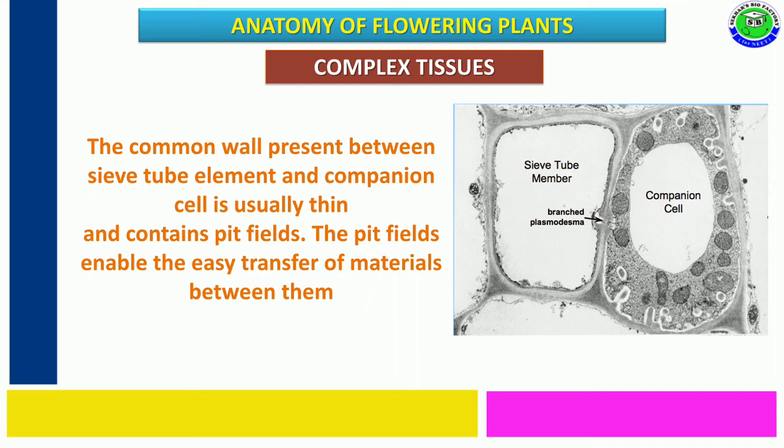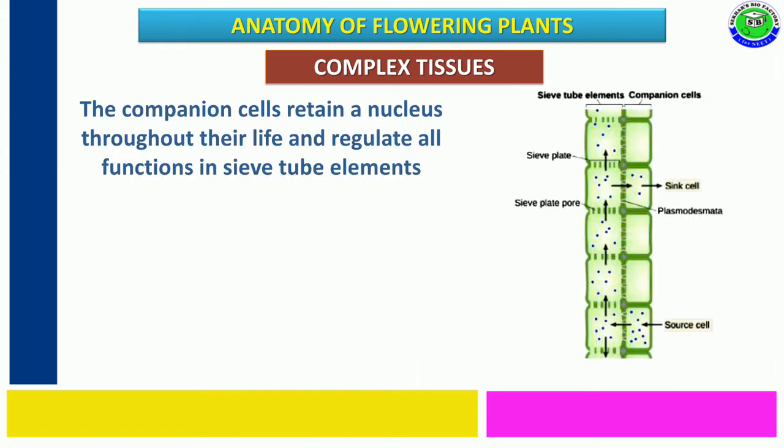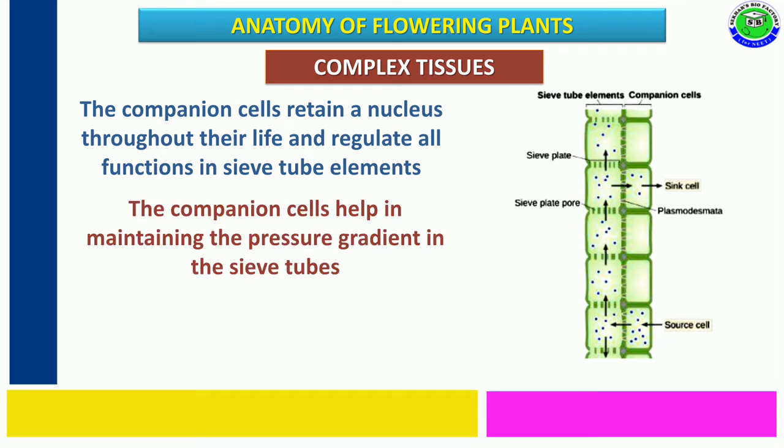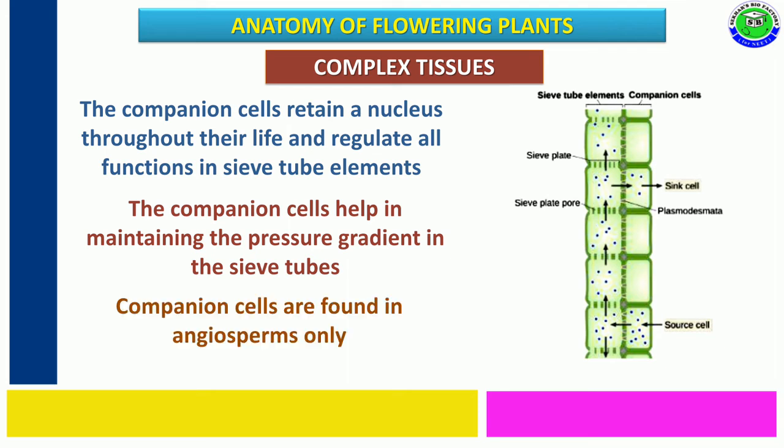Along with this, it can form a thin cytoplasmic bond called plasmodesmata. The companion cells retain their nucleus throughout their life, and this nucleus regulates all functions in sieve tubes. Companion cells also help to maintain a pressure gradient in sieve tubes. Due to this pressure gradient, or pressure differences at different locations, food material transportation takes place from higher pressure to lower pressure. It helps in food transportation.